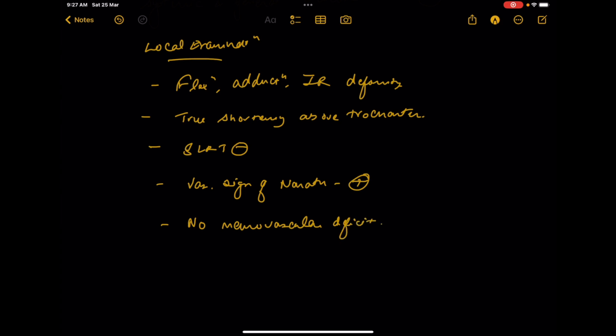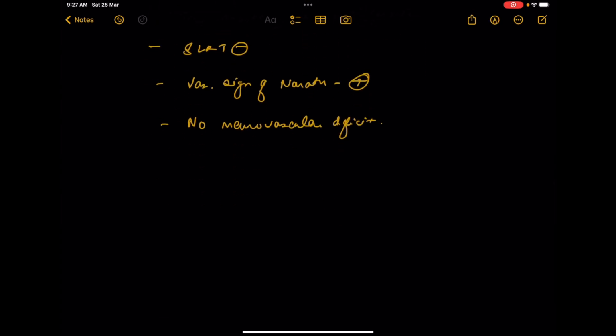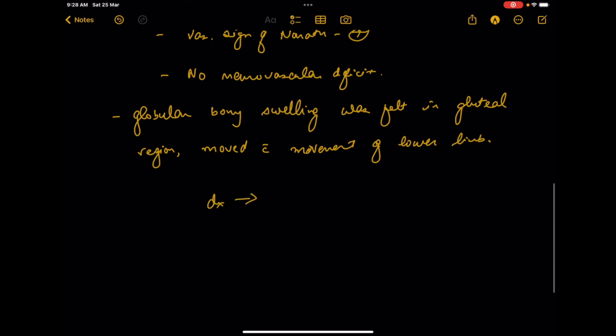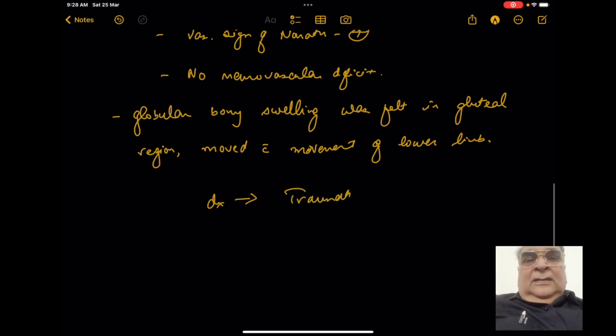A globular bony swelling was felt in the gluteal region, which moved with movement of the lower leg. Clinically, the diagnosis was traumatic posterior dislocation of the hip without neurovascular deficit.